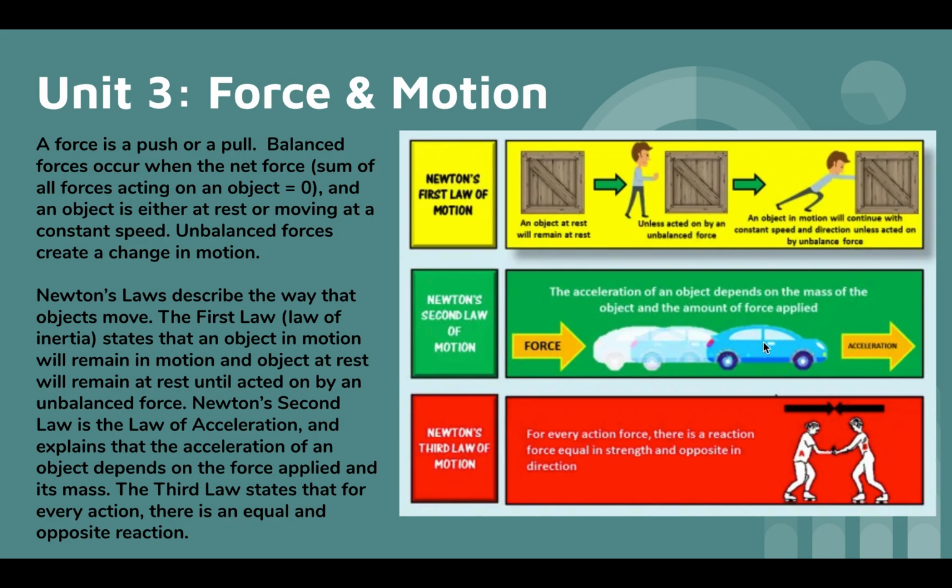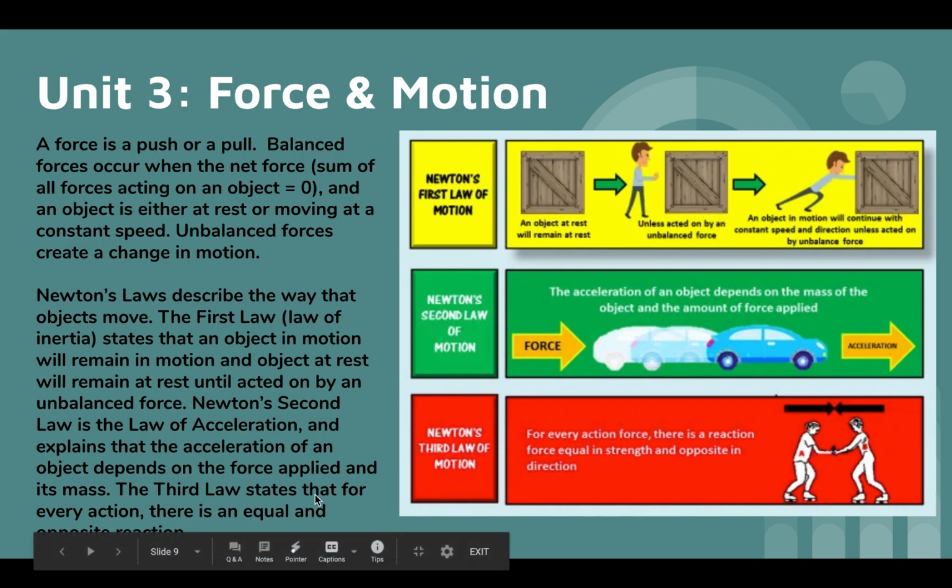So think about a soccer ball and a bowling ball, okay? In order to make those two balls move, I would have to apply more force to the bowling ball because it has more mass. The third law states that for every action, there's an equal and opposite reaction. So here we have these two people pushing against each other. So the action and reaction is going to be happening here in their hands.